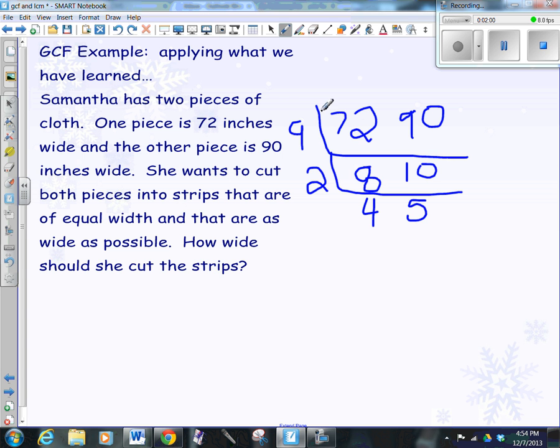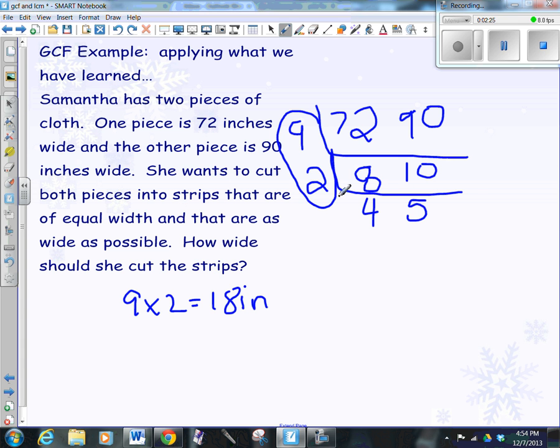So the answer to the problem lies in two places. This is the first answer. So it's the greatest common factor, so these are factors we multiply together. So I'm going to multiply my 9 times my 2, and 9 times 2, of course, is 18. So Samantha can cut strips that are 18 inches wide.